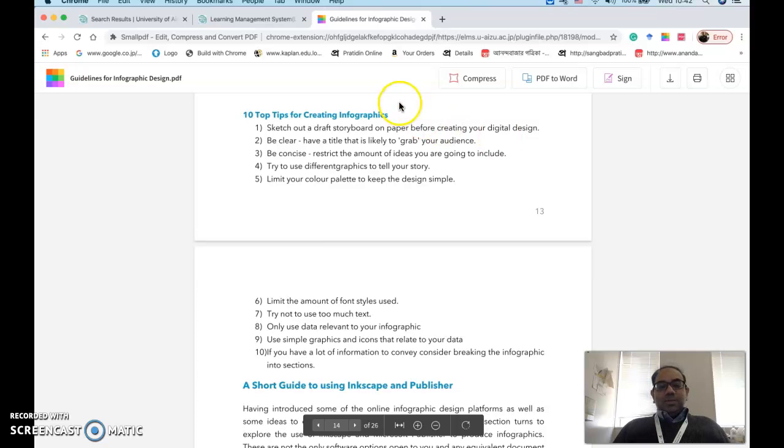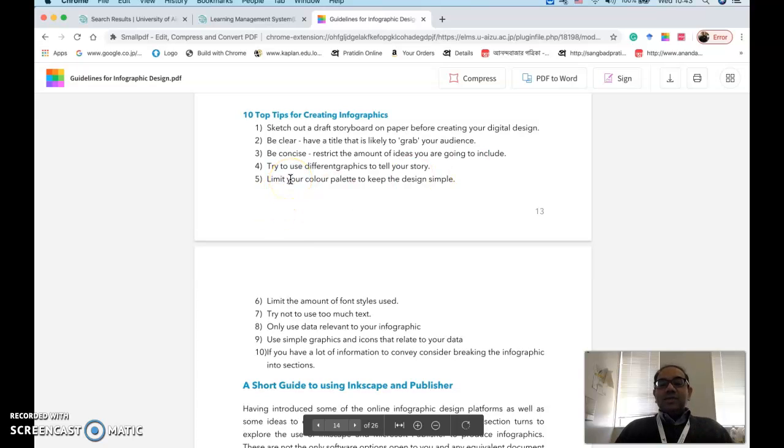Be clear, and have a title that is likely to grab your audience. The title has to be very catchy. It has to be short, it has to be specific, and it has to be very meaningful. Be concise. Restrict the amount of ideas you're going to include. As I told you, do not try to include everything. Only include the kind of information which is relevant, appropriate, which makes a lot of sense, which is specific to the context. If you try to include everything, the purpose will be lost.